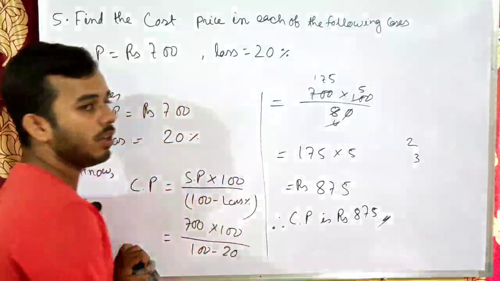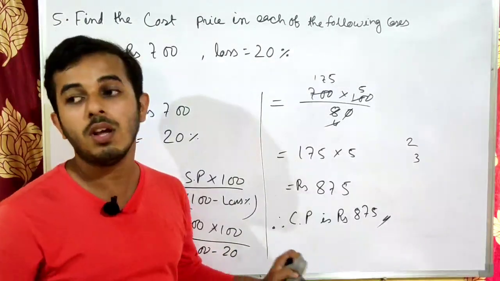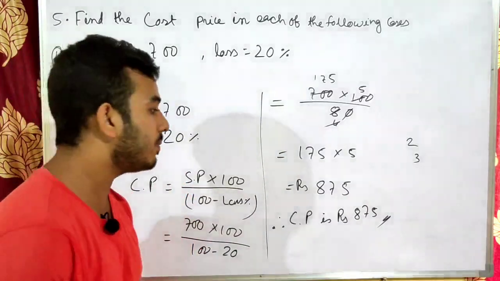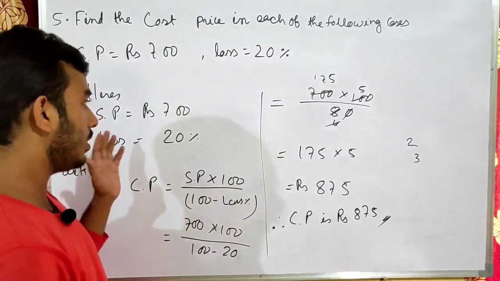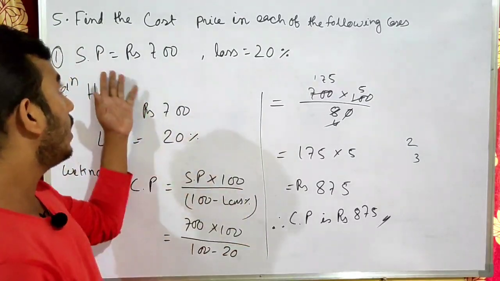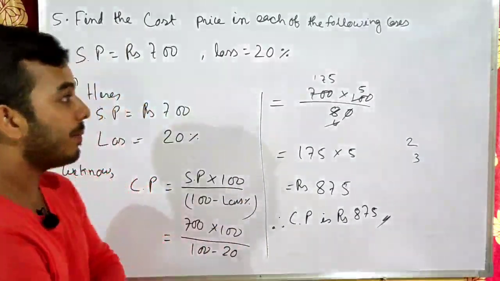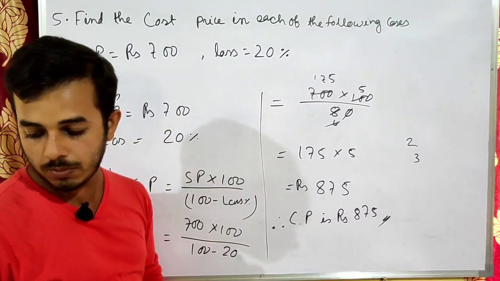Up to this clear? Okay, so by this we can easily find out the cost price or selling price or whatever they want. So let me check. Yes, it is 875. So now let us solve one more, let us find one more cost price where we have gain. So let's take another problem.